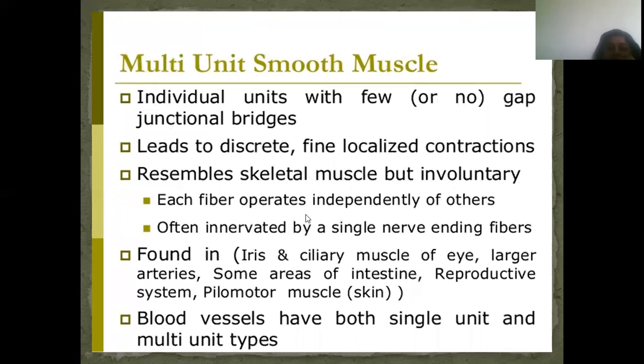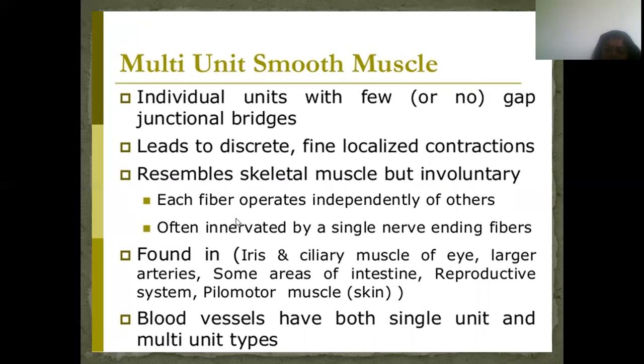Next subdivision is multi-unit smooth muscle. Individual units with few or no gap junctions between them. They lead to discrete, fine, localized contractions. They resemble skeletal muscle, but they are involuntary, because each fiber operates independently of others and is often innervated by a single nerve ending. They are found in the iris and ciliary muscle of the eye, some areas of intestine, reproductive system, and pilomotor muscle of the skin.